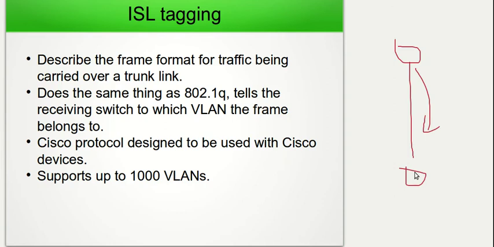Now, ISL is a Cisco only protocol, which means that it's only designed to be used with Cisco switches. So we couldn't use the ISL protocol for tagging over a trunk if this was a Cisco and this was HP. Both devices on either end of the trunk would have to be a Cisco device, and again it tells the receiving switch to which VLAN this frame belongs to. ISL only supports up to 1,000 VLANs, which is less than 802.1q.